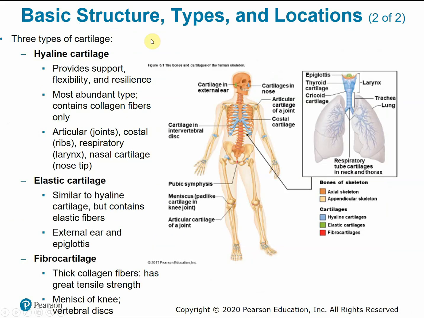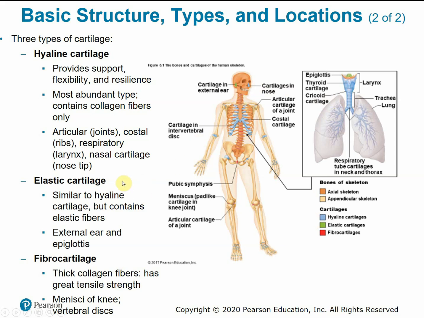There are 3 types of cartilage in the skeleton. The first type is hyaline cartilage, which is by far the most abundant. It's also the basis for bone development in utero. Hyaline cartilage provides support, flexibility, and resilience. It's found in the joints, or articulations, of the body at the ends of the long bones, as well as the costal cartilages of the ribs, the larynx in the respiratory tract, and the tip of the nose. All of your hyaline cartilage here is shown in blue.